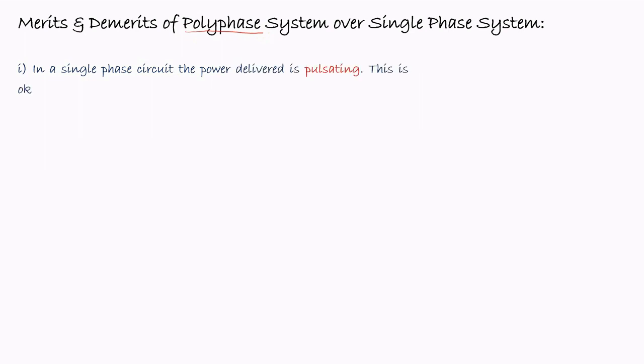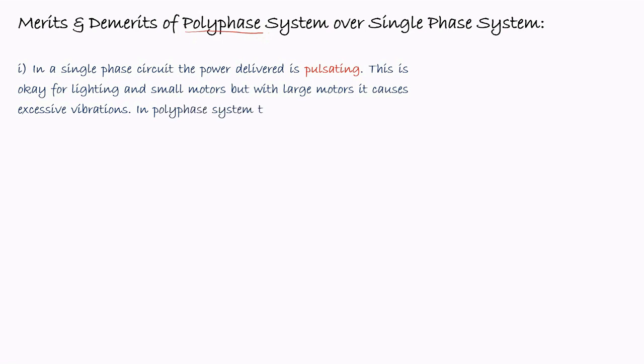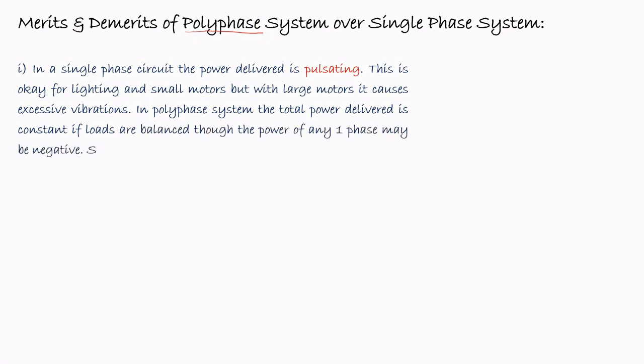So the first point is, in a single phase circuit, the power delivered is pulsating in nature. It is okay for the lighting and the small motors that can be used in domestic applications. But with the large motors, it causes excessive vibrations. Whereas in polyphase system, the total power delivered is always constant if the loads are balanced.